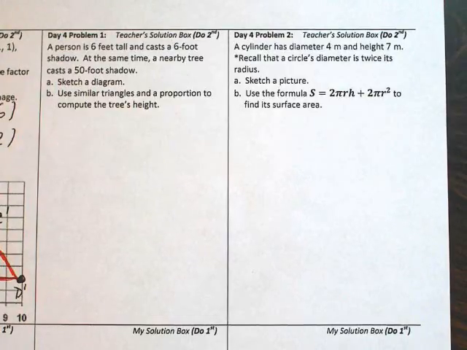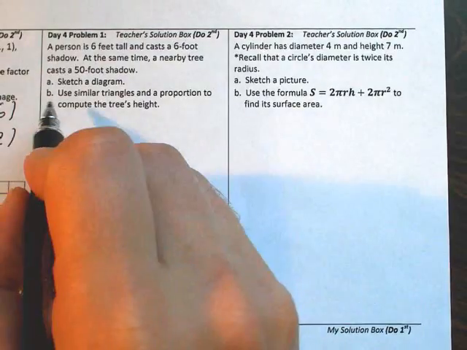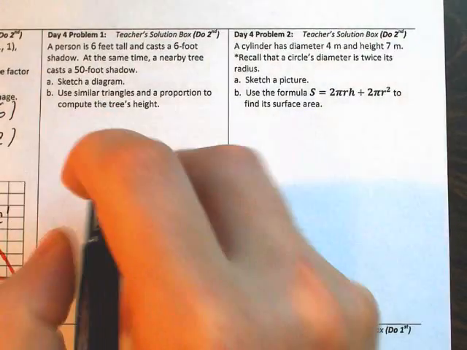Day 4, problem 1. A person is 6 feet tall and casts a 6-foot shadow. At the same time, a nearby tree casts a 50-foot shadow. Part A, sketch a diagram.